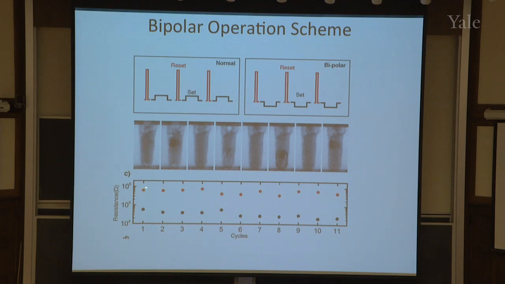So here are my resistances that are high when the device is in the amorphous state, where atoms are arranged in a random fashion. And here are our low resistance states when the atoms are ordered. So this is how we think people should run the device.